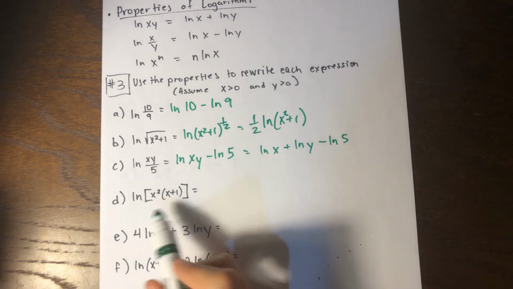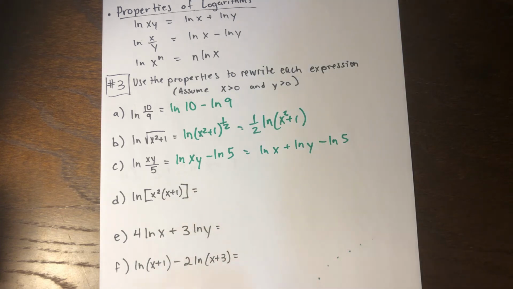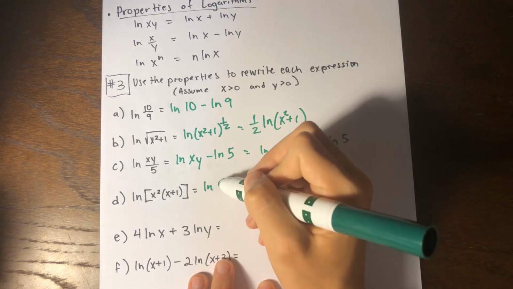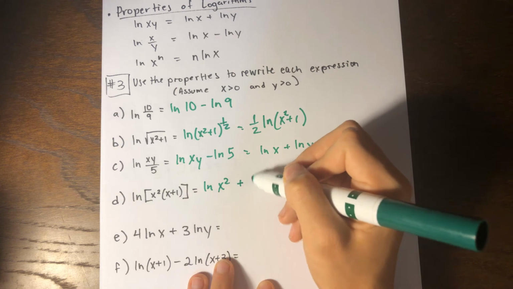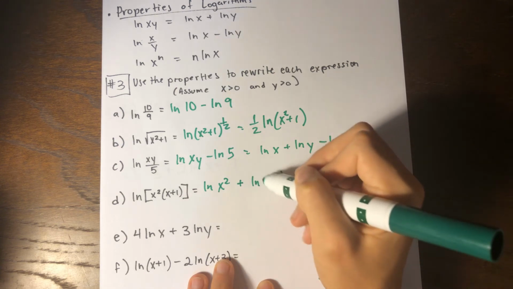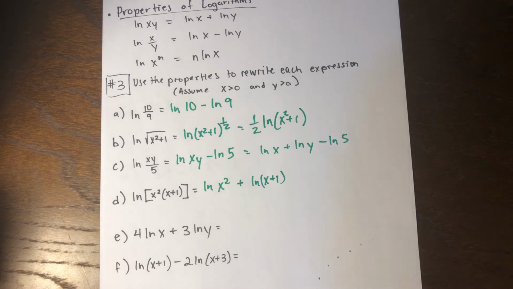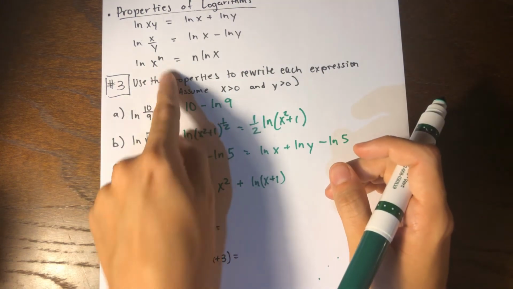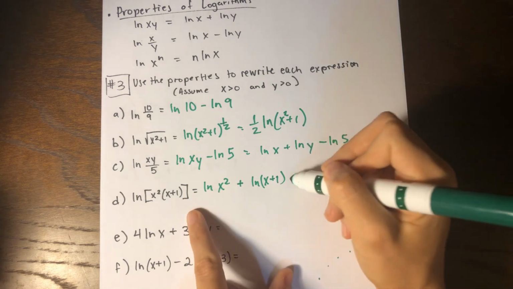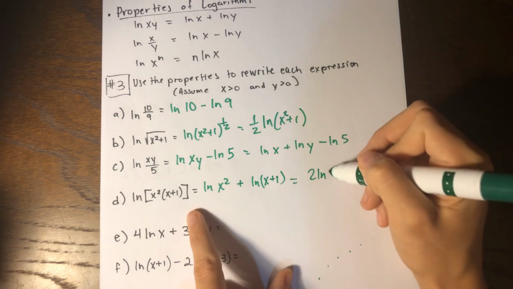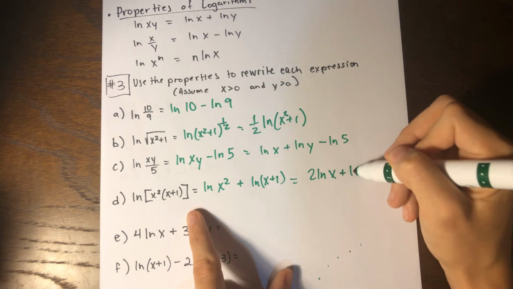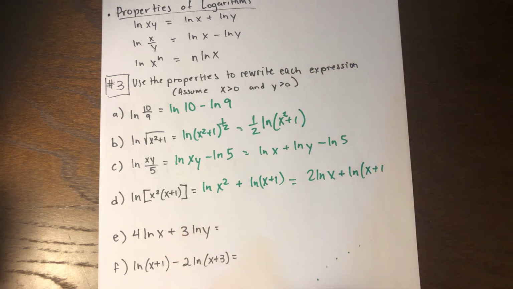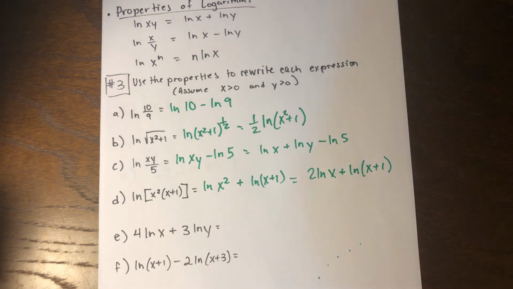The next one, these brackets are just like if you had a set of parentheses there. So we have natural log of x squared times x plus 1. So we are multiplying them, so I can separate these into natural log of x squared plus the natural log of x plus 1. Then I have this property. I have the power of 2, so I'm going to move it in front. So I have 2 natural log of x plus the natural log of x plus 1. We're just rewriting this according to the properties.